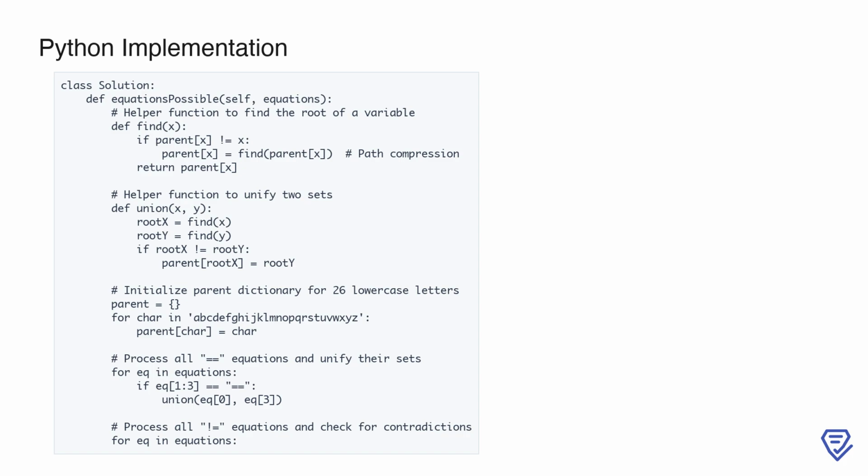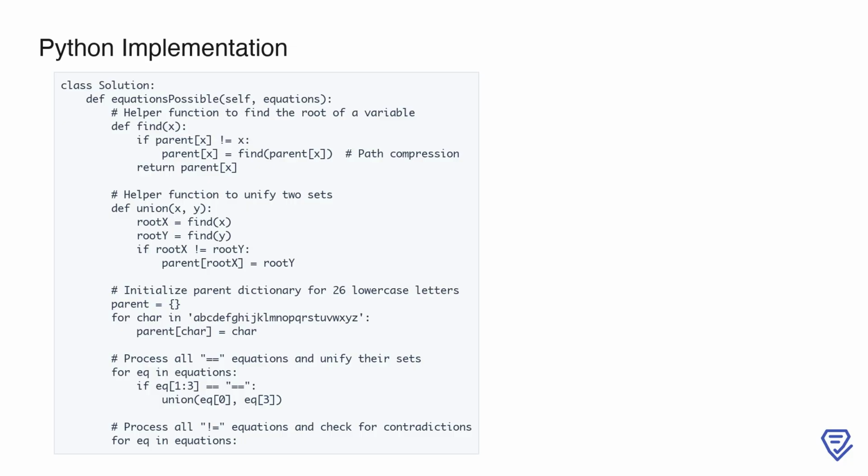Next, we define another helper function, union, to unify the sets of two variables. It first finds the roots of both variables and, if they are different, connects one root to the other. Then, we initialize a parent dictionary for all 26 lowercase English letters, with each variable initially being its own parent.